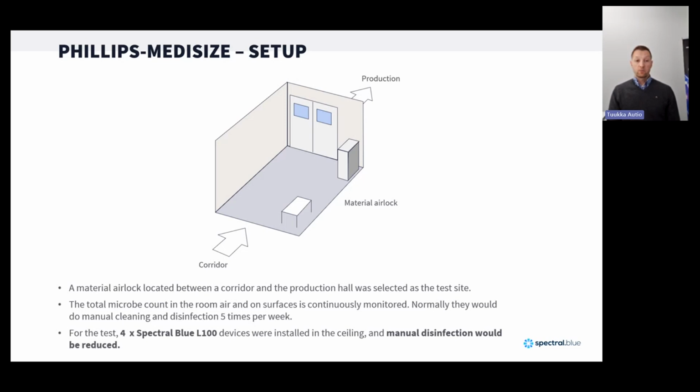In this room, the total microbe count is continuously monitored through surface sampling and air sampling. Normally they would clean and disinfect this room manually 5 times per week, so every working day. For the test, they installed 4 of our fixed installation L100 devices in the ceiling, and they reduced how many times they do manual disinfection in the room.